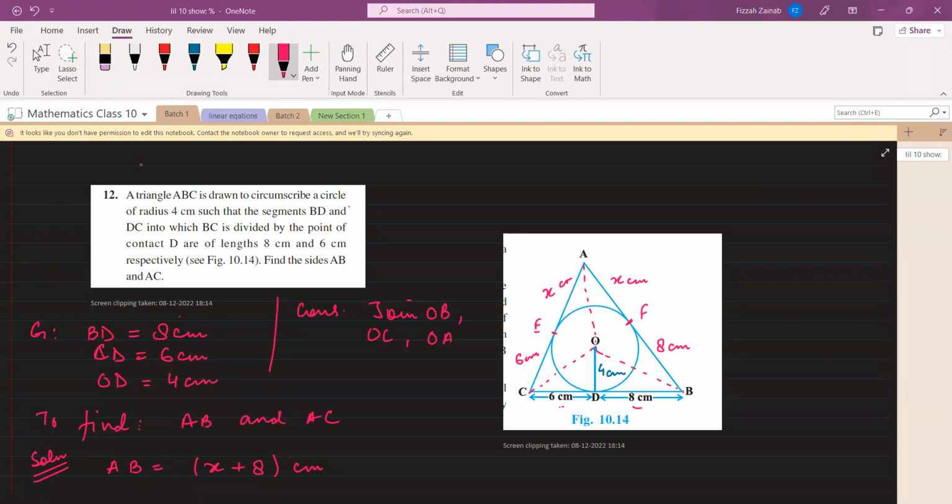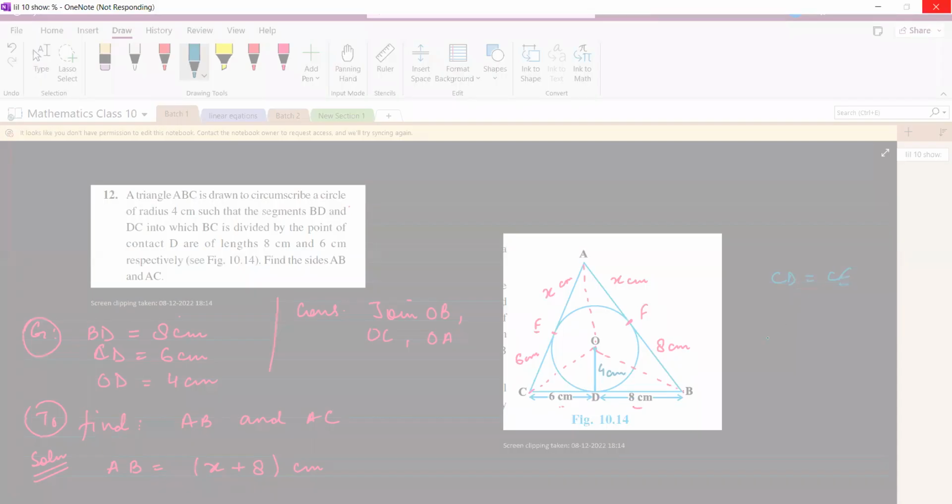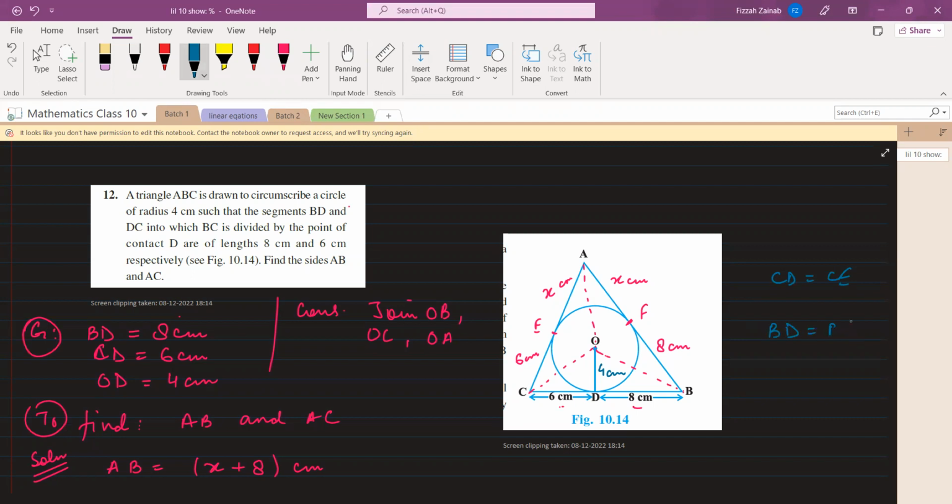Now, these things are already given in the question. You have to find the lengths of AB and AC, right? Okay, so now there's a theorem that from an external point, the lengths of the tangents are equal, right? So if this is my point C, that means CD is equal to CE. So CE is also 6 cm. Similarly, BD is equal to BF. So that means BF is also 8 centimeter. Now I have assumed this X centimeter and this also X centimeter. Is that okay?